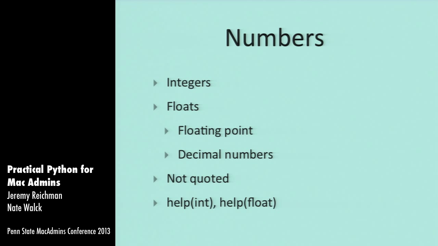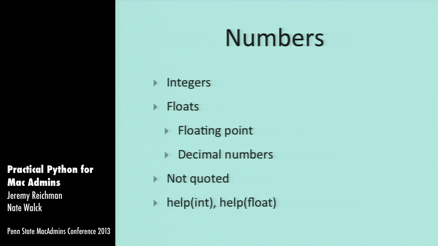Numbers: the number types in Python that we would typically deal with as sysadmins include integers and floats, and floats are floating point or decimal numbers. You'll see floats most often when you're dealing with things that you're pulling from Cocoa or Objective-C. We have an example of that later on when we show you how to get screen resolution. Numbers are not quoted. So if you're used to dealing with numbers in Bash or other shell languages, just realize that you don't have to quote a number.